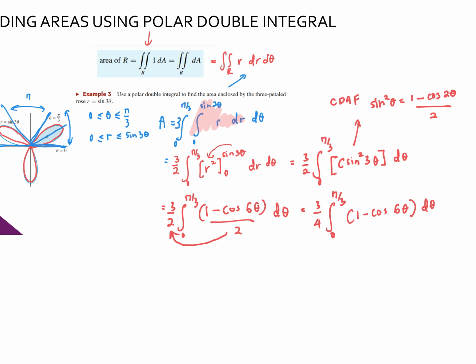And then we integrate this one, we will get 3 over 4, theta minus sine 6 theta over 6, from 0 to pi over 3. And then the final answer will be 1 over 4 pi.